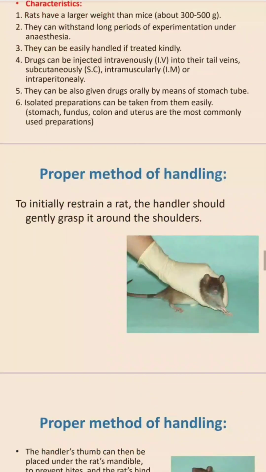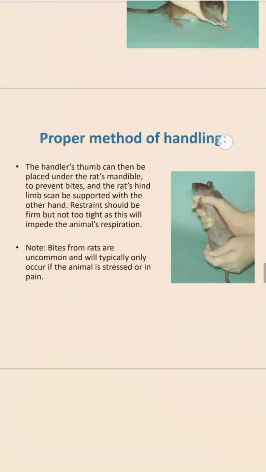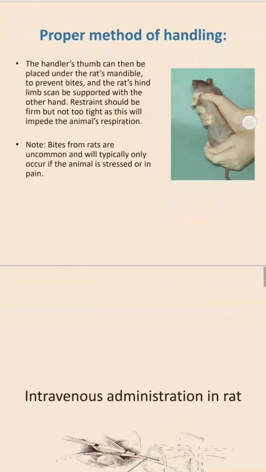Now let's discuss the proper method of handling. To initially restrain a rat, the handler should gently grasp it around the shoulder. The handler's thumb can then be placed under the rat's mandible to prevent bite, and the rat's hind limb can be supported with the other hand. Restraint should be firm but not too tight, as this will impede the animal's respiration.